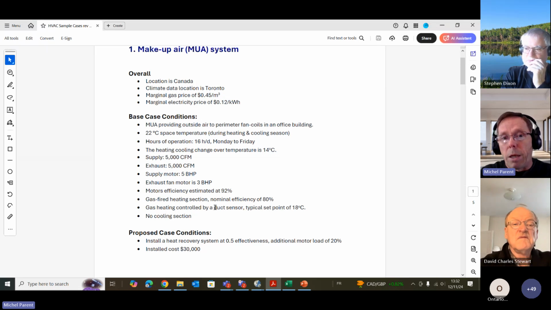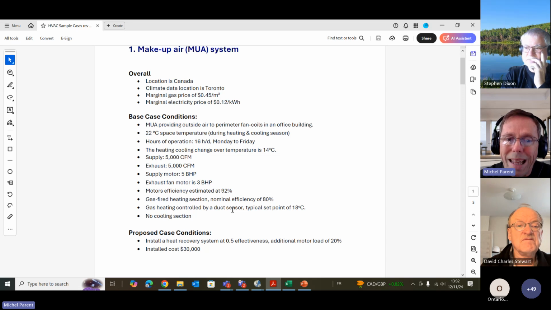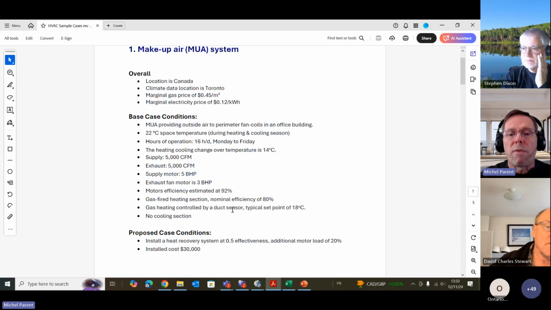It did say here, by the way, that it is controlled by a duct sensor. So remember last session, I said a makeup air unit controlled by a duct sensor is a cold deck system. It supplies below space temperature set point. And that's why I entered 24 degrees supply. Again, it's counterintuitive, but that's how you have to do it to get a proper heating degree days calculation.